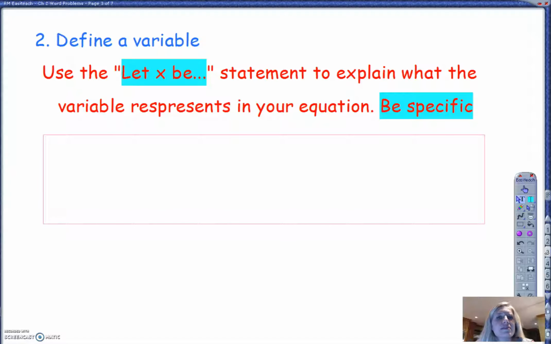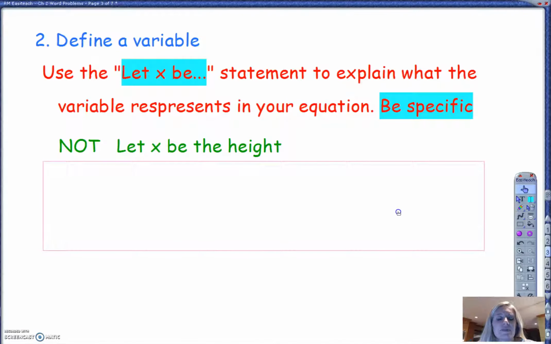Okay, so second thing I want to talk to you about is how to define a variable. We've talked about this a little bit before. You're going to use the let statement. Let x be. So I should see those words, let, and then you choose your variable, be. And it should explain what the variable represents in your equation. And it's very important for you to be specific.